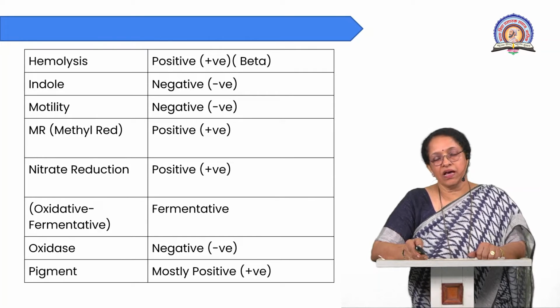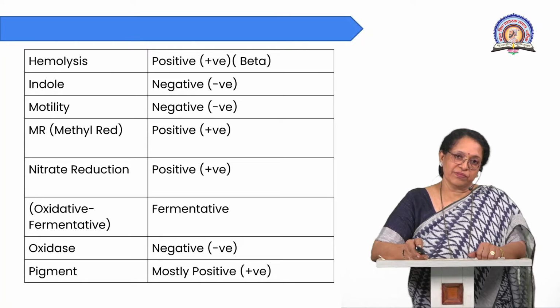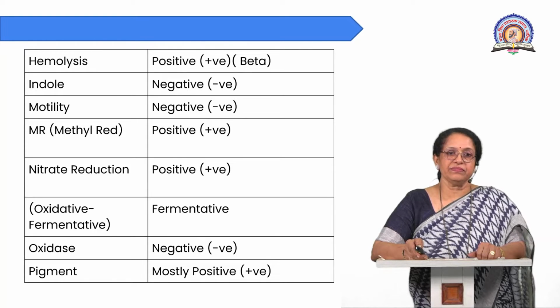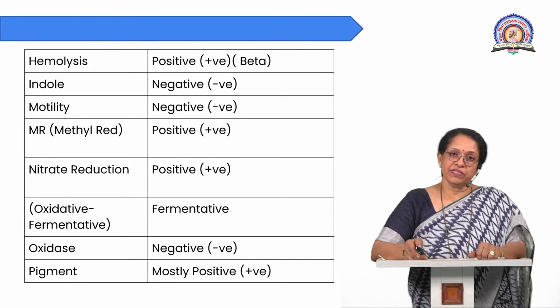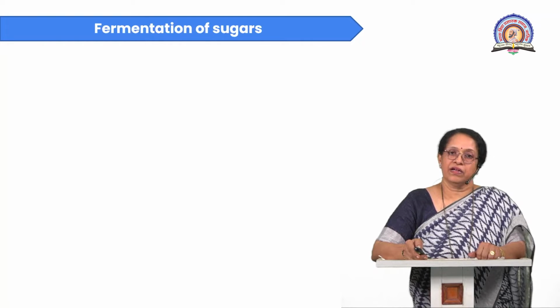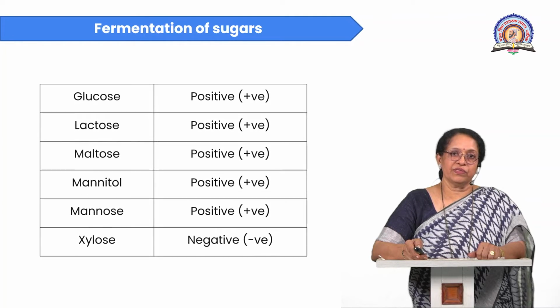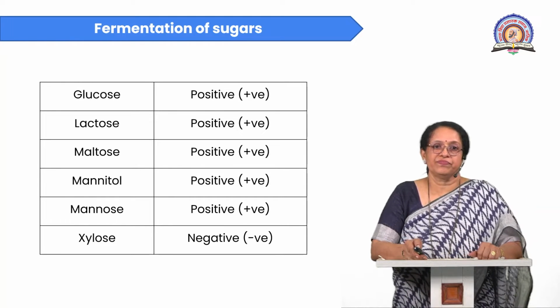As they produce large amounts of acids, the methyl red test for this microorganism is positive. They can reduce nitrate. They are fermentative, but without gas production. They are oxidase negative, unable to produce the enzyme oxidase. And as you know, most of them are positive for pigment production.